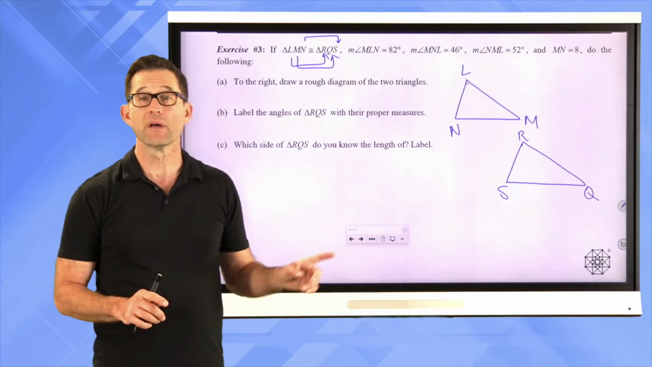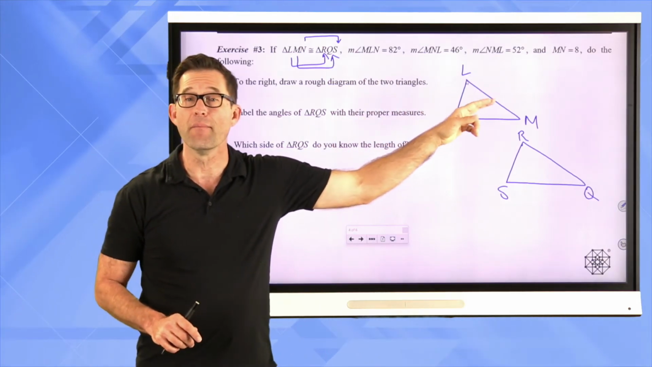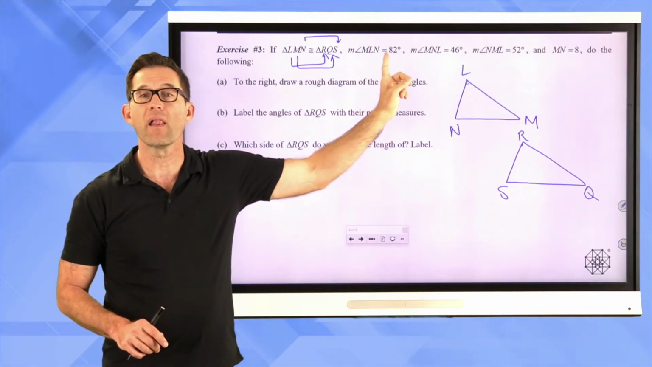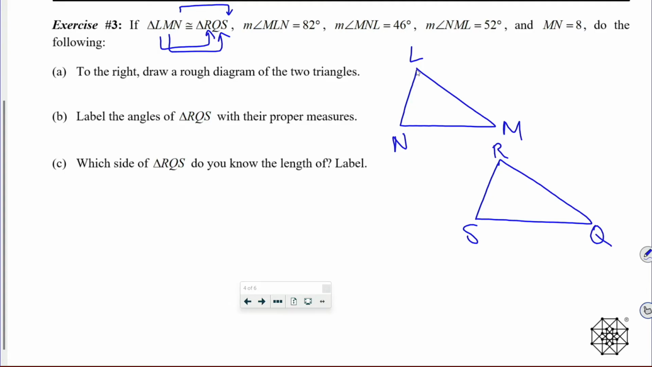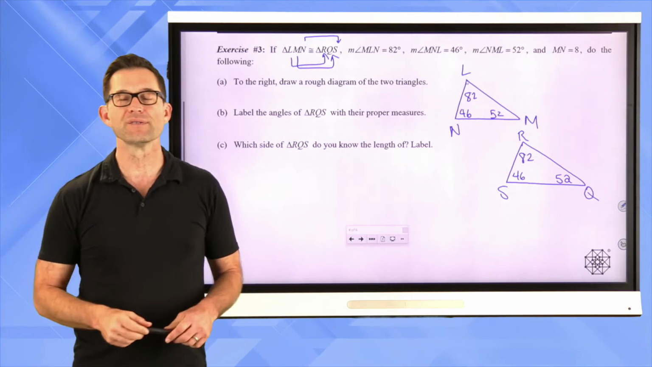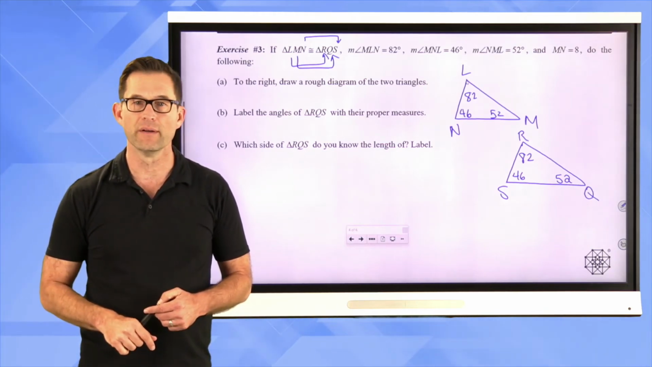All right, well first, let's put in the angles of LMN. Now we know that the measure of angle MLN is 82 degrees, which means QRS is 82, right? We know that MNL is 46 degrees, which means QSR is 46 degrees. And we know that NML is 52 degrees, so we know that SQR is also 52 degrees, right? Corresponding angles in congruent triangles have to be congruent.